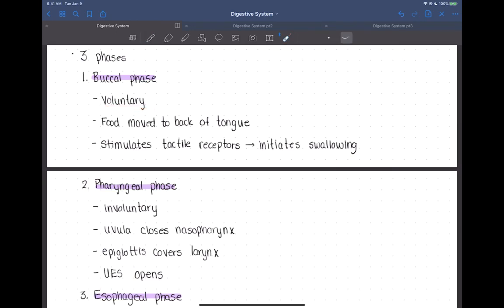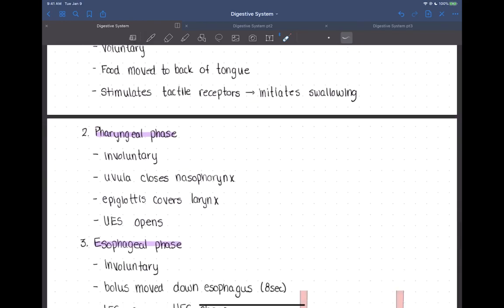And this is where your tongue is going to move that bolus to the back of your mouth, all right? When it moves it to the back of the mouth, that bolus being there activates these tactile, that's just touch sensitive receptors, right? They're activated by that food, that bolus touching them, all right? And that's going to initiate this process of swallowing. So the bolus physically being in the back of your mouth, moved there by the tongue, is going to initiate swallowing because of those tactile receptors.